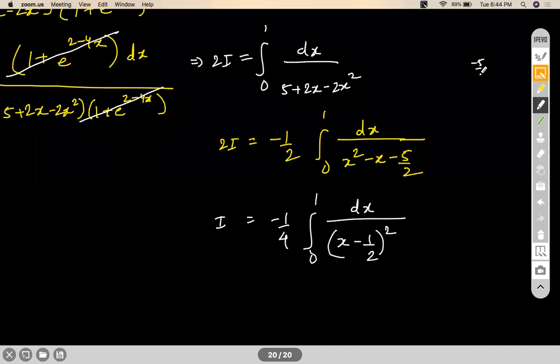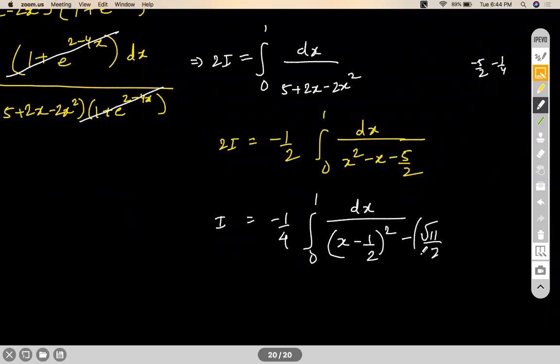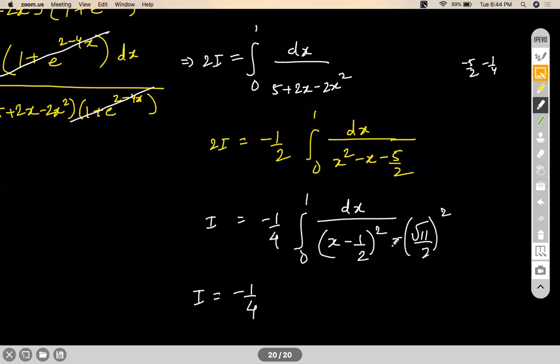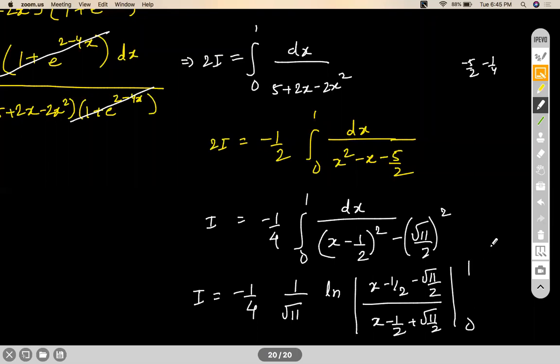What is minus 5/2 minus 1/4? Correct? Okay. Minus 11/4 can be written as root 11/2 the whole square. After that, I think you don't need my help. You can carry on from here. So it's x square minus a square, which is 1/2a, which is root 11, ln x minus a by x plus a. Okay, 0 to 1.